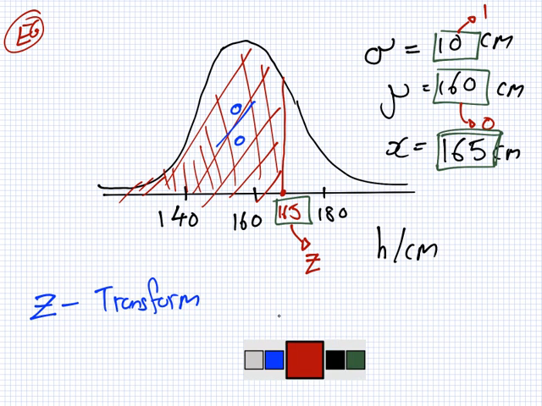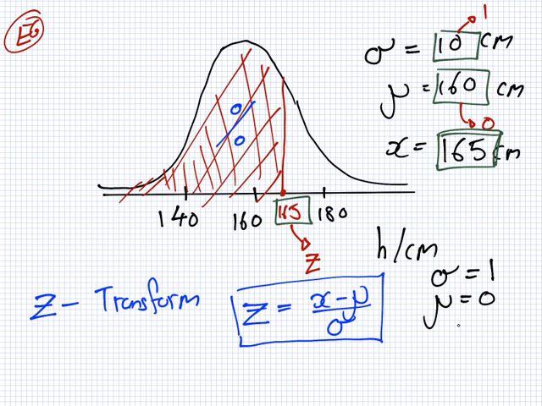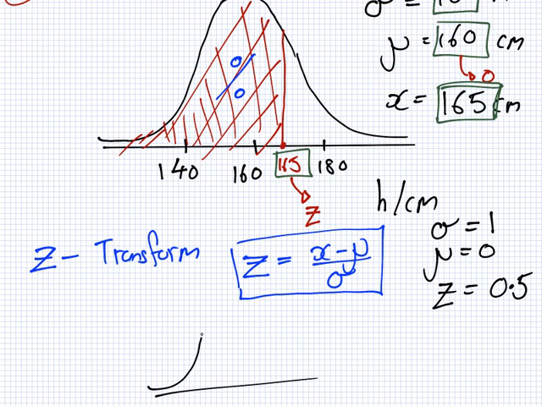Okay? The Z transform is this formula. Z equals X minus mu over sigma. If you use this formula to change your numbers, what will happen is your standard deviation will automatically become 1, your average will become 0, and your Z will become 165 minus 160, which is 5 over 10, which is 0.5. So now you just have to look this one up.